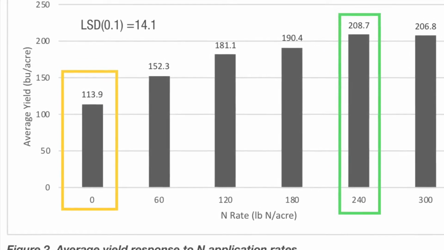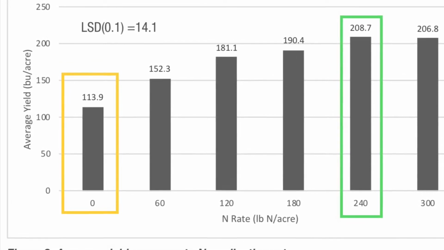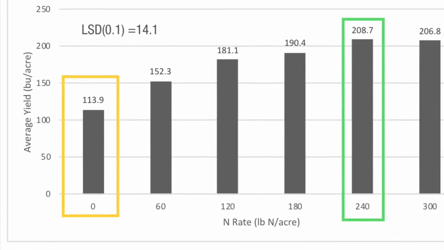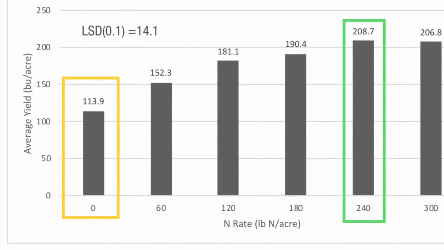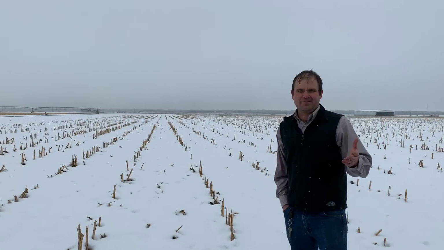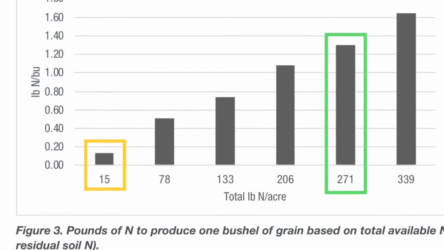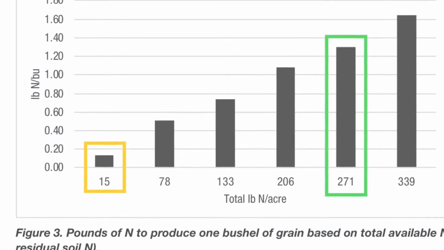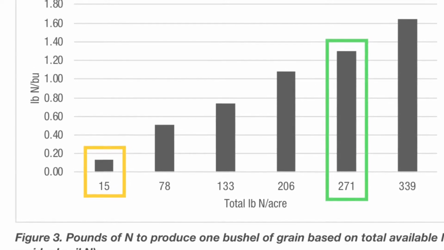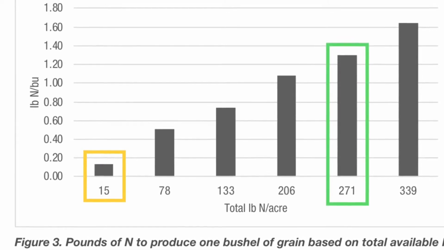We got 113 bushels of corn per acre. And when we went to that rate where we actually got the highest yields at 240 pounds of nitrogen, we got 208 bushels per acre there in the green box. If you look at that in terms of pounds of nitrogen per bushel, you actually only had to apply about 0.12 pounds of nitrogen per bushel of corn produced at 0, which is probably the highest rate you'd hear anyone talk about.